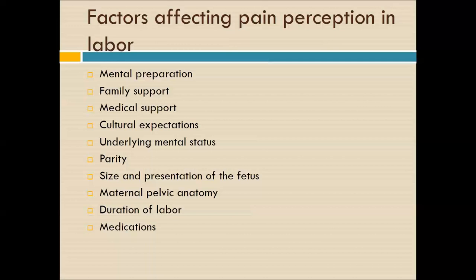Maternal pelvic anatomy: if it is adequate, the process of labor will pass easily and the pain will be much less. The duration of labor: if she presents to us with advanced labor in the active stage, for example, it differs from the early latent phase. Medication and its availability: if I have much medication and good facilities to deal with different types of pain and different methods of analgesia, for sure I can manage each pain on its own.